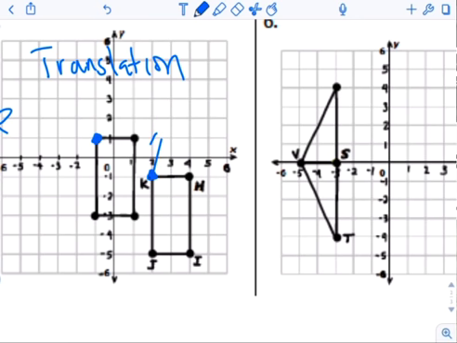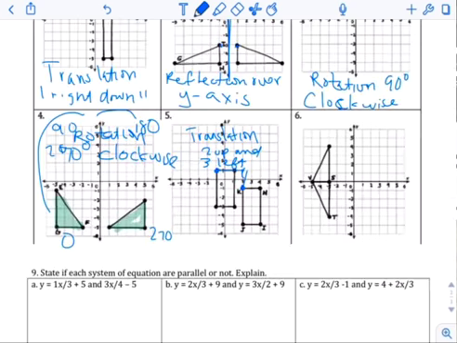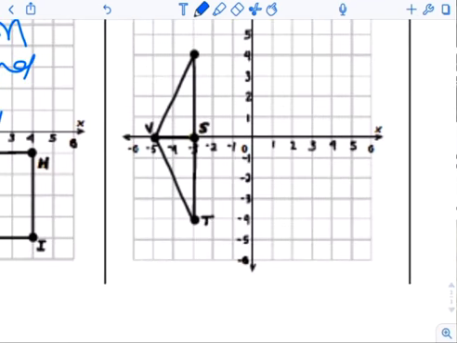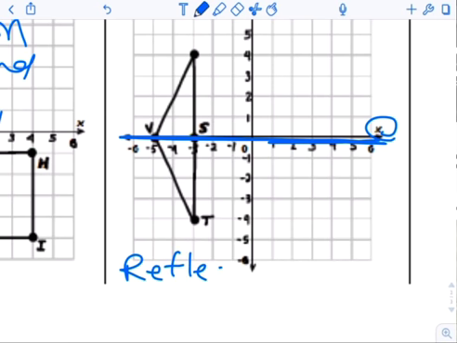2 up, and 1, 2, 3, 3 left. Definitely a reflection on this line right here, which is called the x-axis. Reflection over the x-axis.